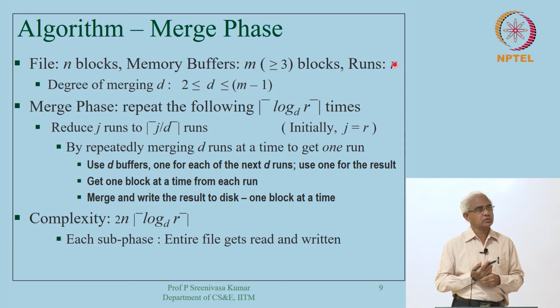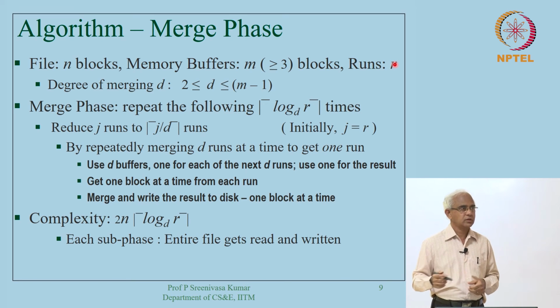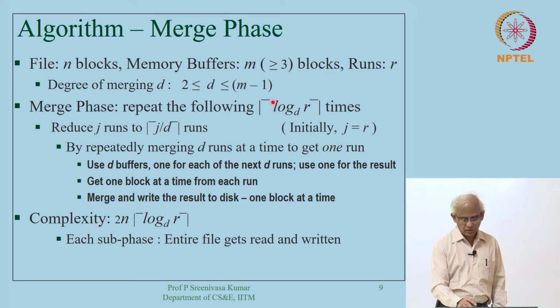So, you are doing 2n block accesses. If n is the number of blocks in the data file, you are doing 2n block accesses. And how many times are you doing this? As many times as required, like log r to the base d. This many times you are reading the data file.